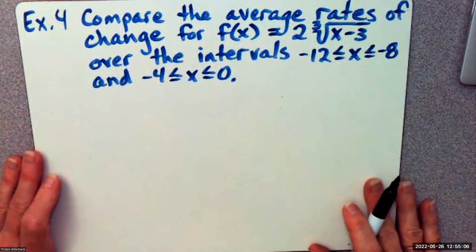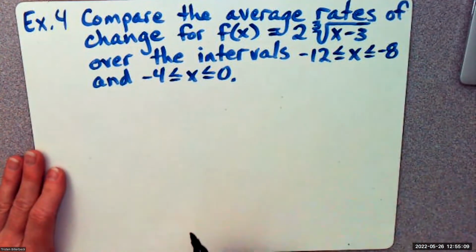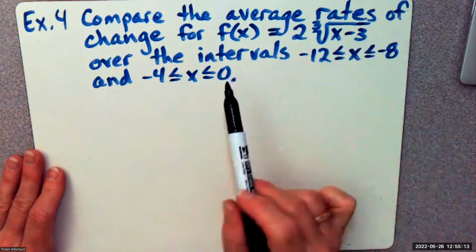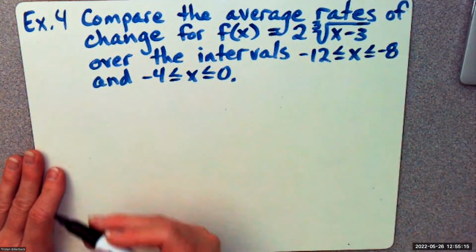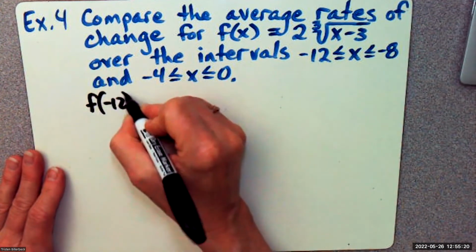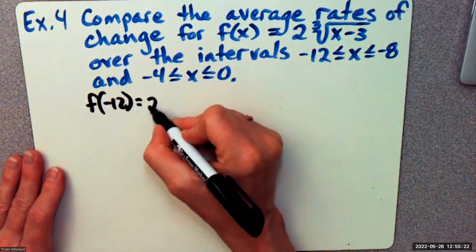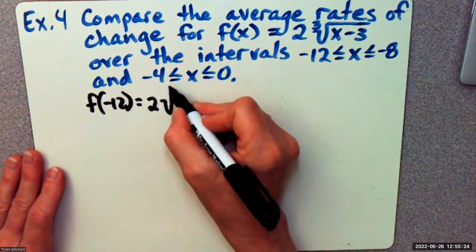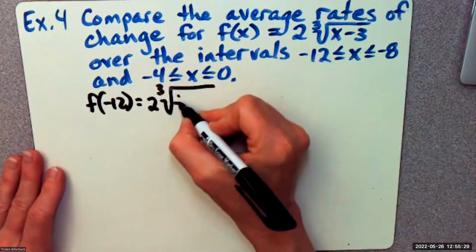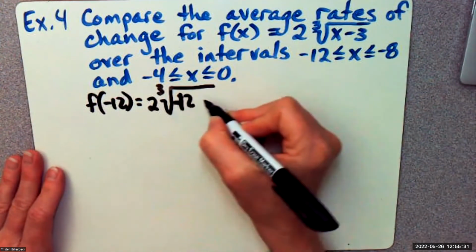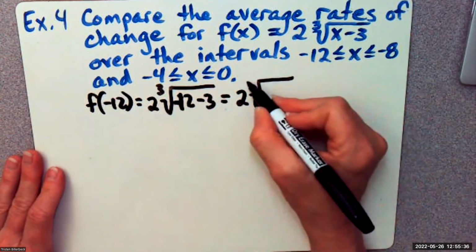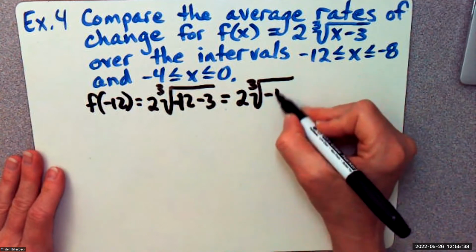So let's compare the average rates of change for f of x equals 2 times the cube root of x minus 3 over these intervals. First we need to look at, well, what is f of negative 12? So we have 2 times the cube root of negative 12 minus 3. So 2 times the cube root of negative 15.